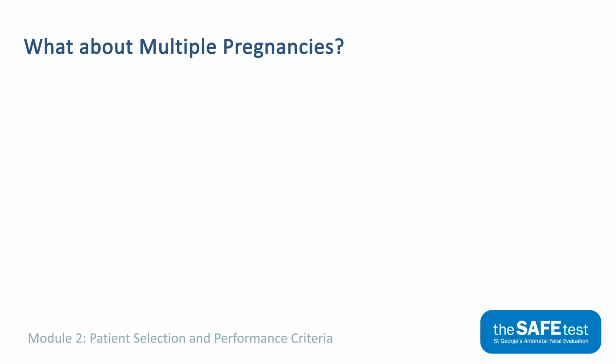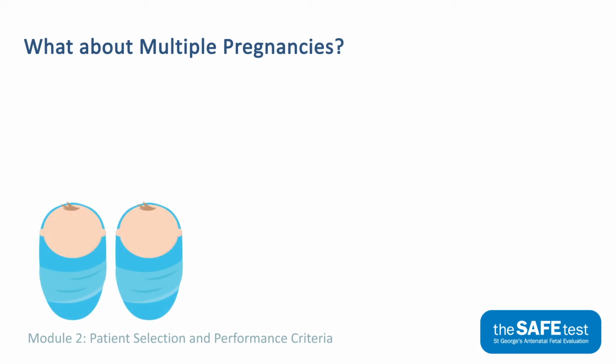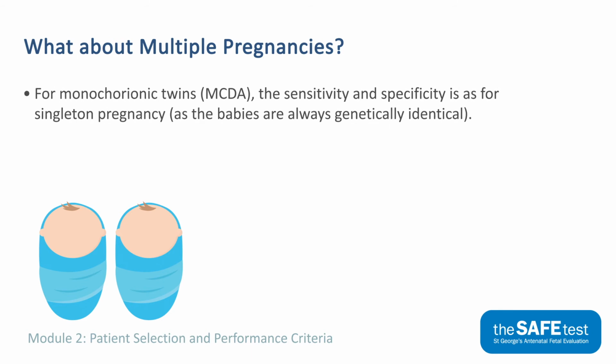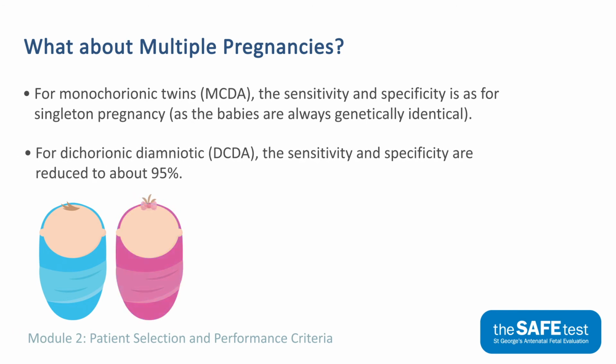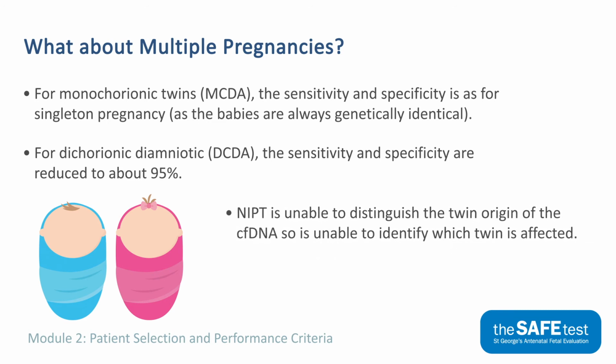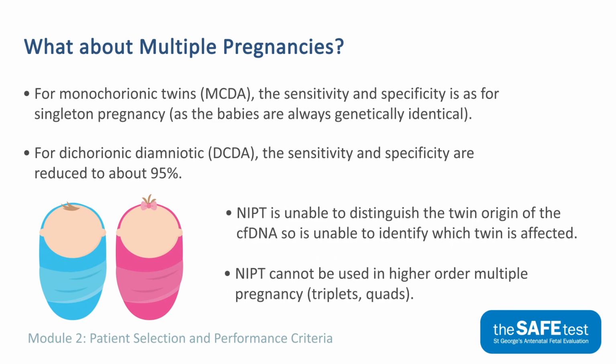Next, we will look at which patients are suitable for NIPT and those that are not. NIPT can be used in singleton and twin pregnancies. In monochorionic twins, the sensitivity and specificity is as for singleton pregnancy. But in dichorionic diamniotic twins, the sensitivity and specificity are reduced to 95%. NIPT cannot be used in higher order multiple pregnancies like triplets or quads.